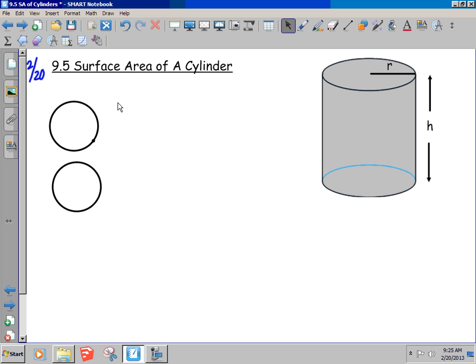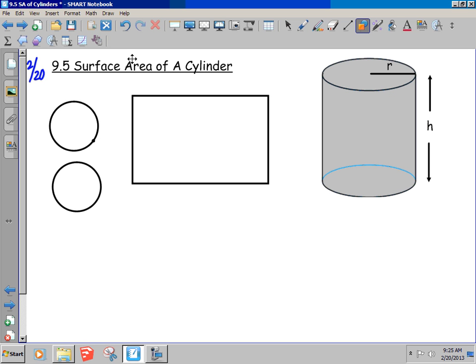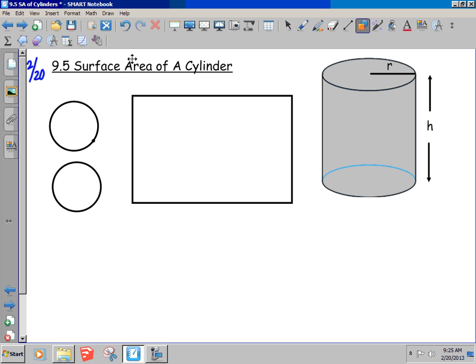Isn't that cool? Okay, so that body is really represented by just a rectangle. If we can find the area of these 3 things and add them together, then we will have the surface area of our cylinder. Let's start with the circles.